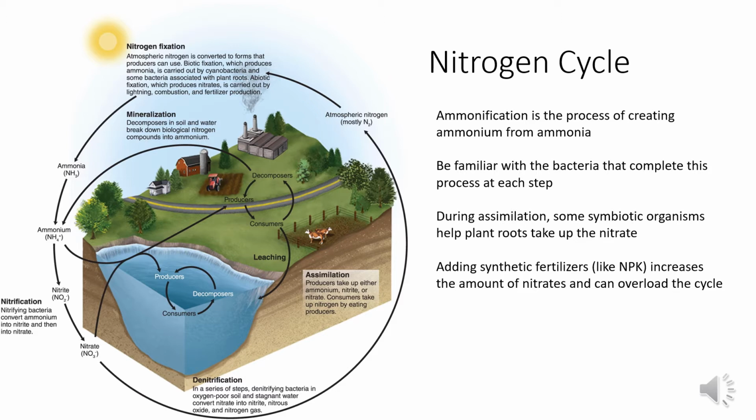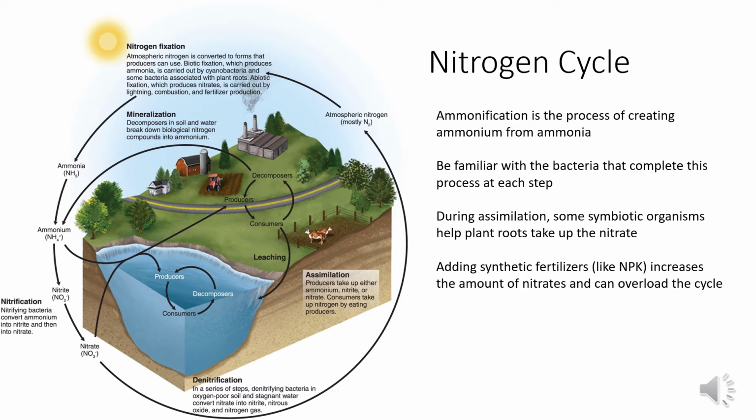Beginning with atmospheric nitrogen, this goes through the process of nitrogen fixation by nitrogen-fixing bacteria. This is most often cyanobacteria related to plant roots. Nitrogen fixation turns N2 into ammonia, which then goes through this process called ammonification to produce ammonium. Ammonium is the first part of the nitrification process. In nitrification step 1, ammonium is turned into nitrite. The second step of nitrification is to turn nitrite into nitrate.